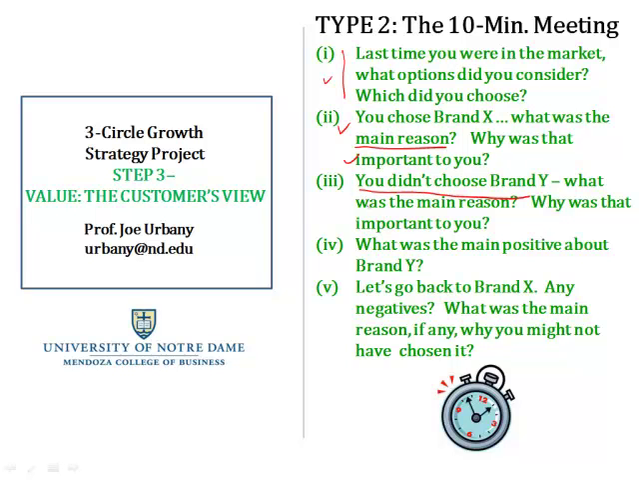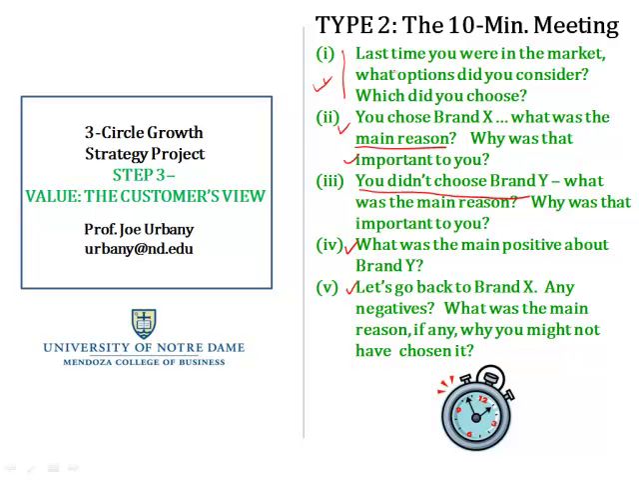You're going to complete this picture with two other points. What was the main positive about brand Y? You didn't choose it, but there was something positive about it. What was the reason you would give it a positive evaluation? And again, if you can squeeze it in, why was that important? And then let's go back to brand X. Was there anything negative about that? Anything that you didn't like, or that needed improvement, or might have been a reason you might not have chosen it?